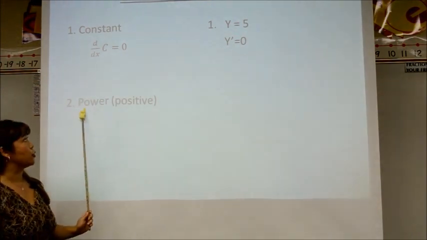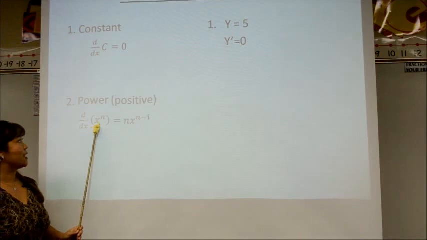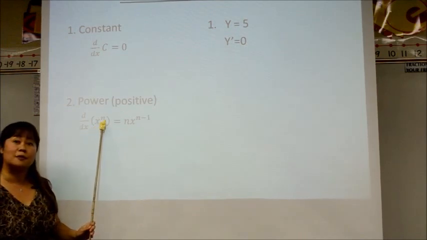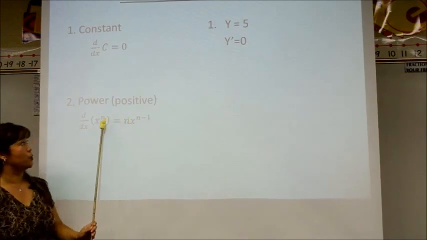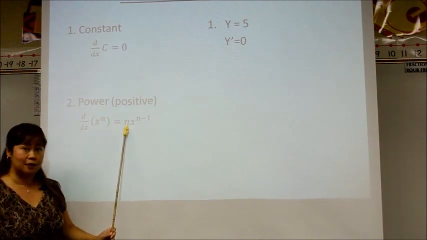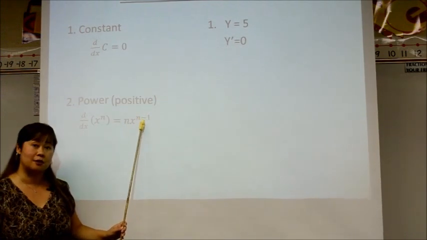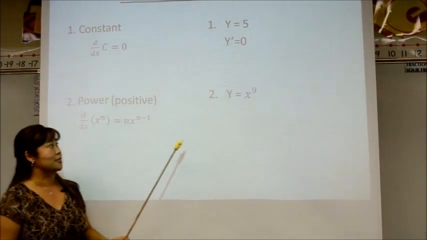And rule number 2 says the power of a positive exponent. So what I have is x to the nth power, where n is some kind of positive exponent, and what the rule says is I'm going to bring the n down as a constant, and then we're going to subtract 1 on the exponent. It's always minus 1 on the exponent, okay? So let's take an example.